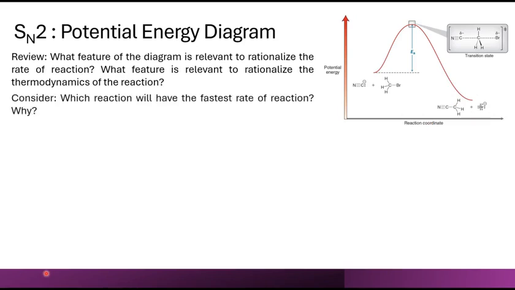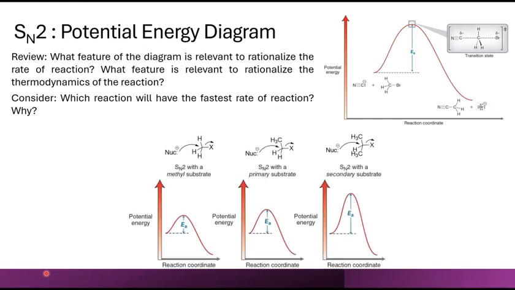Consider which reaction will have the fastest rate of reaction and why. If we consider SN2 with a methyl substrate, SN2 with a primary substrate, and SN2 with a secondary substrate, we see increasing energies of activation. Note they're all thermodynamically stable, but the energy of activation is the lowest with the methyl substrate, which means it's going to be the fastest here. And with the secondary substrate, it's going to be the slowest. Tertiary substrates react too slowly to even measure.